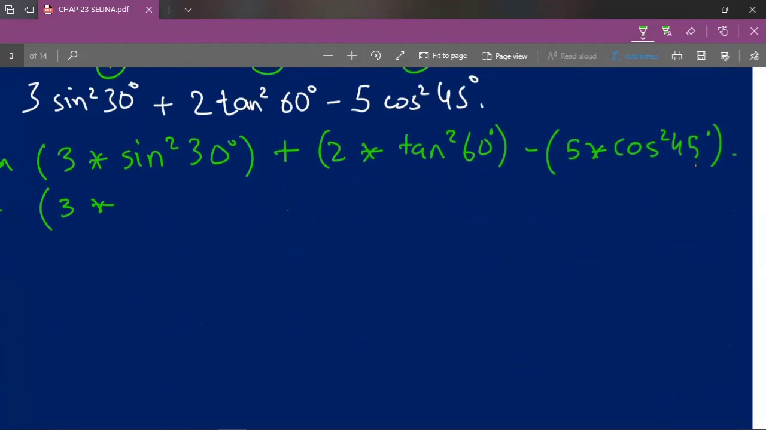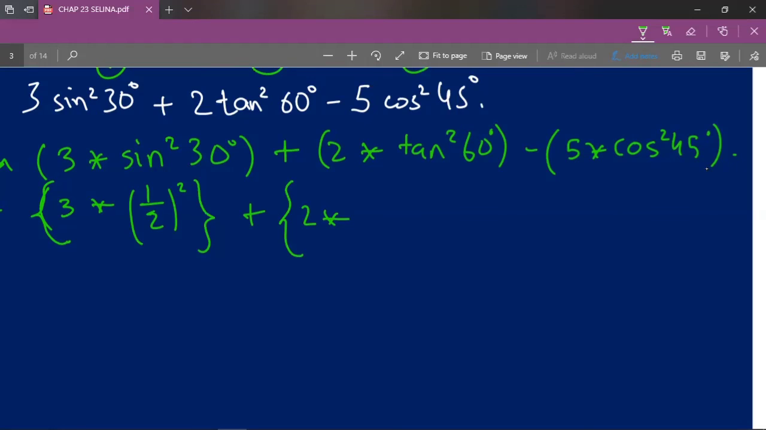So therefore 3 into sine square 30 degree, that is 1 upon 2 whole square. I'll just change the bracket, so this will be our curly braces, plus curly braces again 2, we leave 2 as it is, into tan square 60 degree. Now for solving this question, all you have to do is find tan 60 degree.